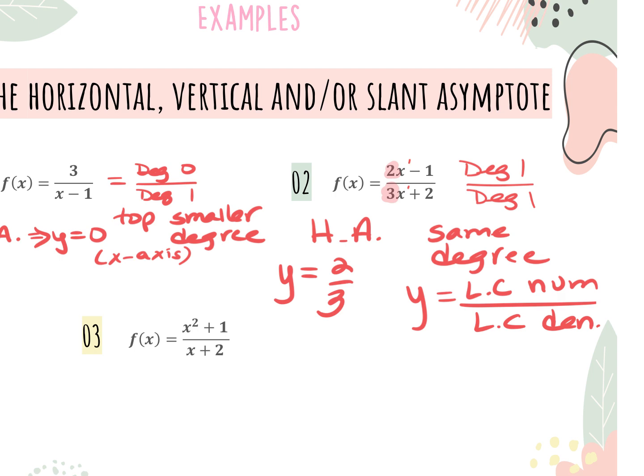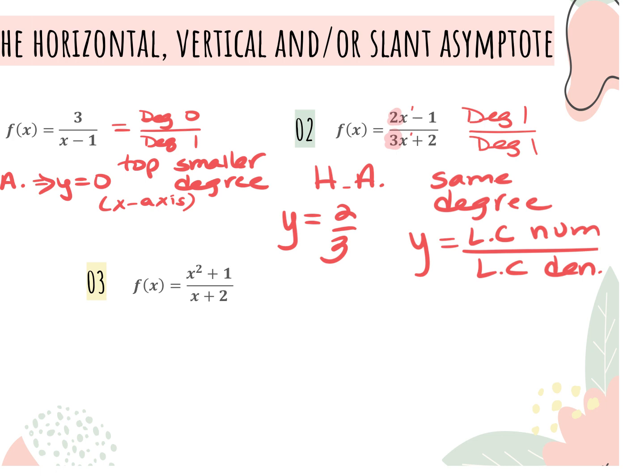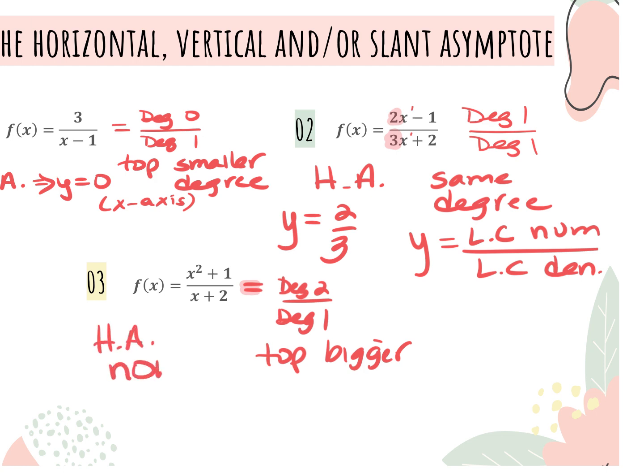Try the next one. The degree of my numerator, this degree is a 2. This degree is a 1. The top is the bigger degree. So this tells me when the top is bigger, my horizontal asymptote is none.